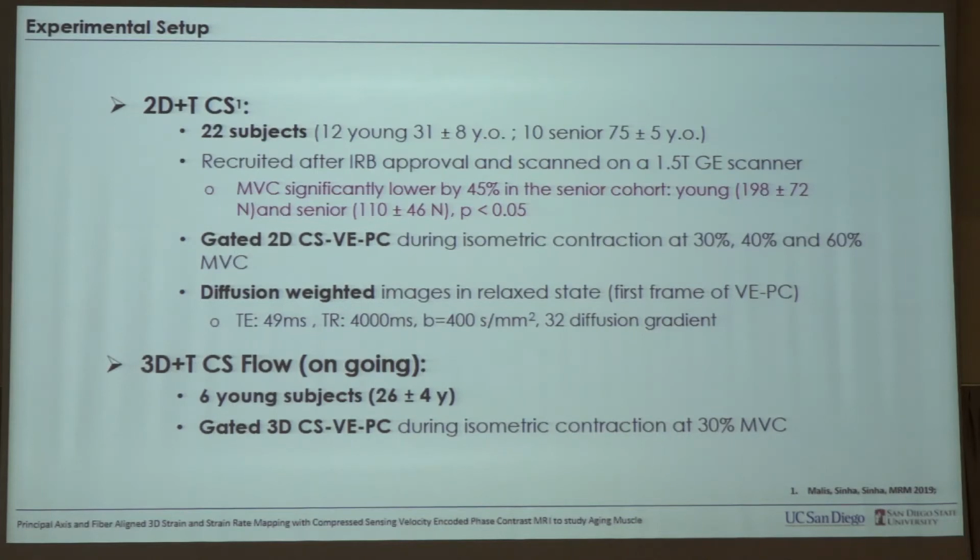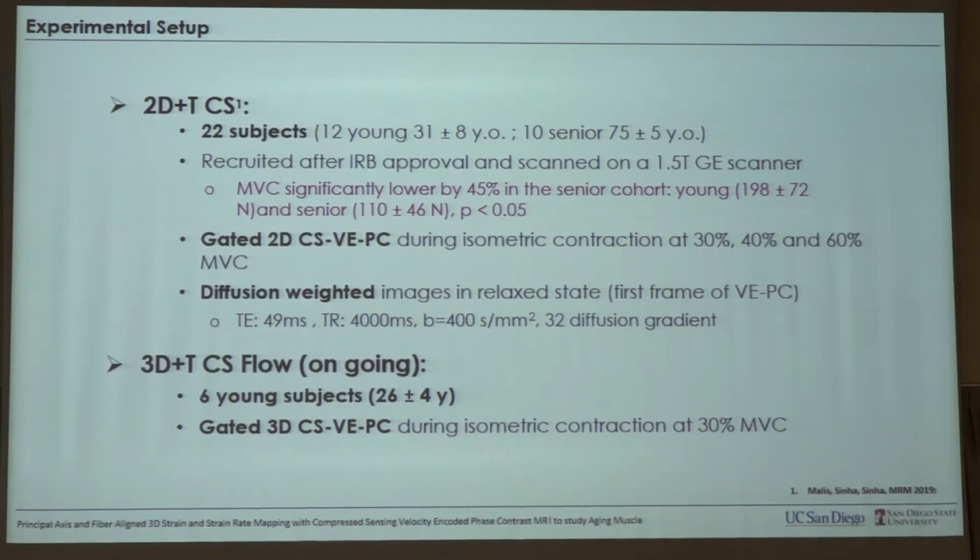We had looked at 22 subjects with a distribution of 12 young and 10 senior, and at different MVCs, and this is part of the results. The MVC, as you could expect, was significantly lower in senior subjects by as much as 45% compared with the younger subjects. We also did the diffusion weighted imaging. We'll go into that shortly. And we also did this 4D, in which we imaged it in a 4-dimensional part.